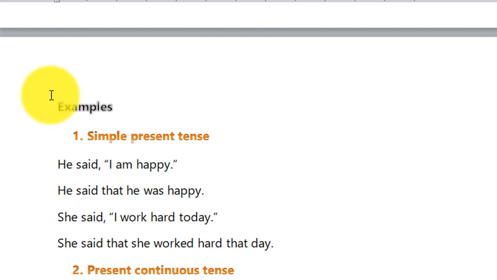The first one is simple present tense. Here he said, "I'm happy." So this is direct speech, as I told you before. How is direct speech different from indirect speech? First, the sentence or the idea should be enclosed in double quotation marks and it can be separated by a comma. But in indirect speech, the sentence is not enclosed in double quotation marks or quoted at all, and there is a conjunction, that. So that is how indirect speech is really different from direct speech.